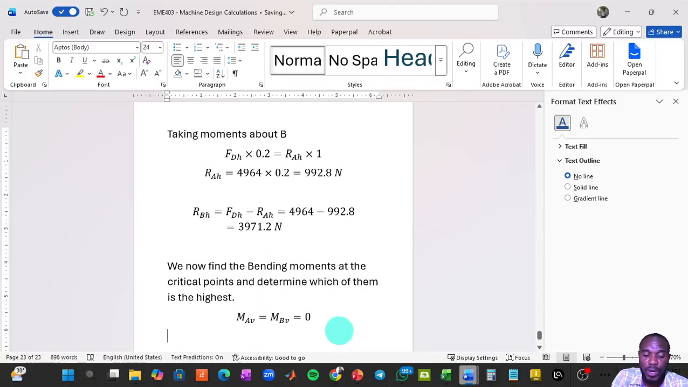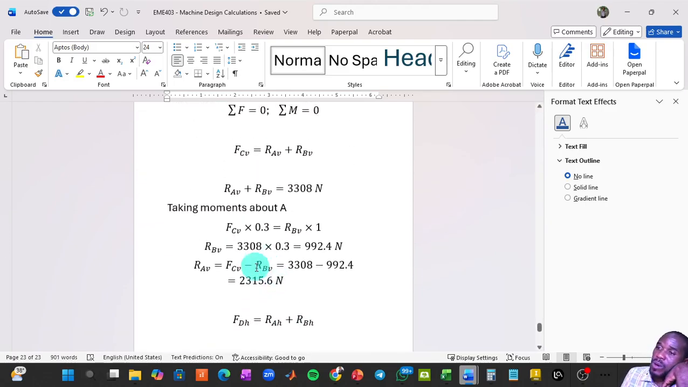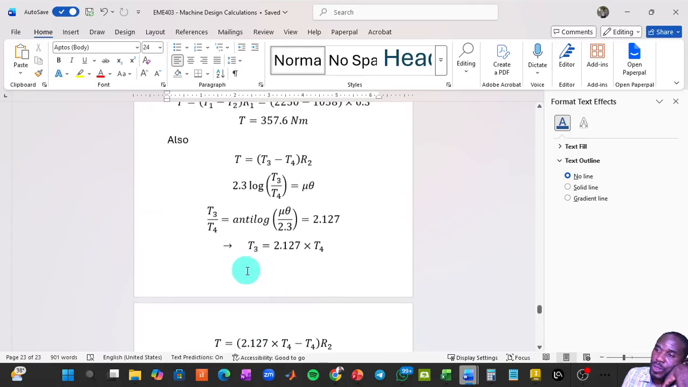So at point C, we can find the bending moment at point C. So if you look at point C, let's get to point C.